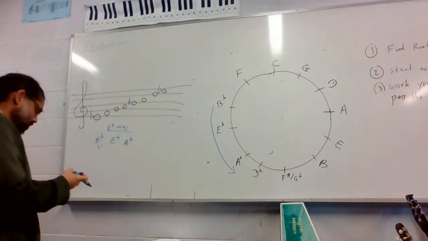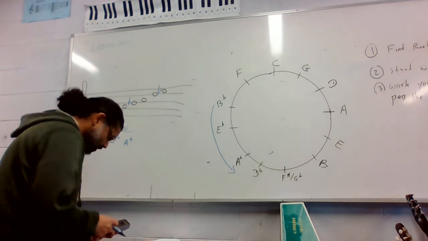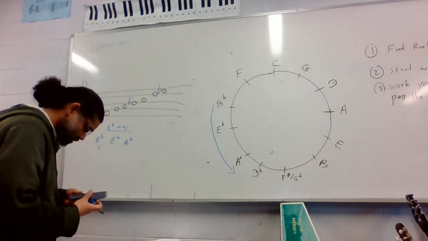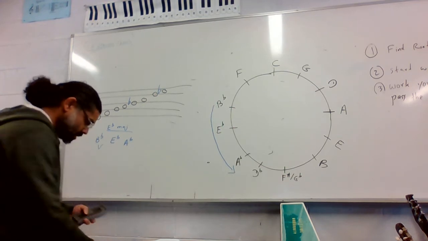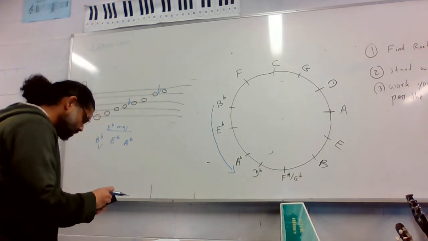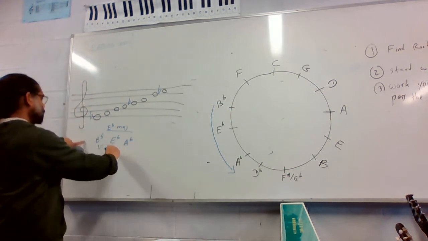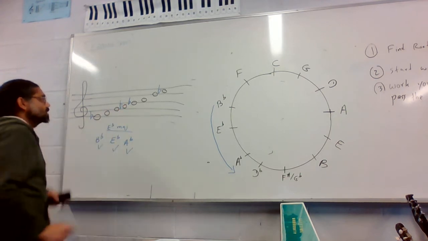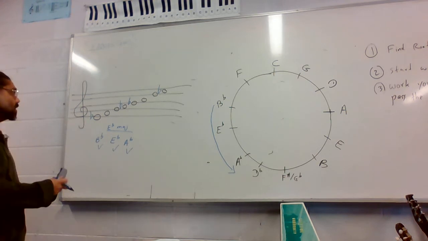And my thing broke. What happened here? Oh, here's the magnets. The magnets have come out. That's not good. All right, that's okay. So, we've got our E flat, we've got our B flat, and then the A flat. And that's it. That's E flat major. Pretty easy. Let's do another one.